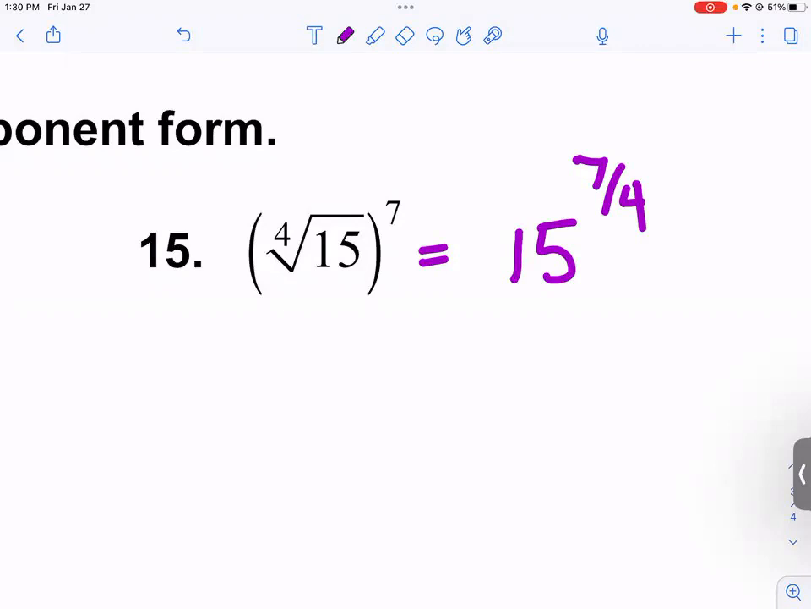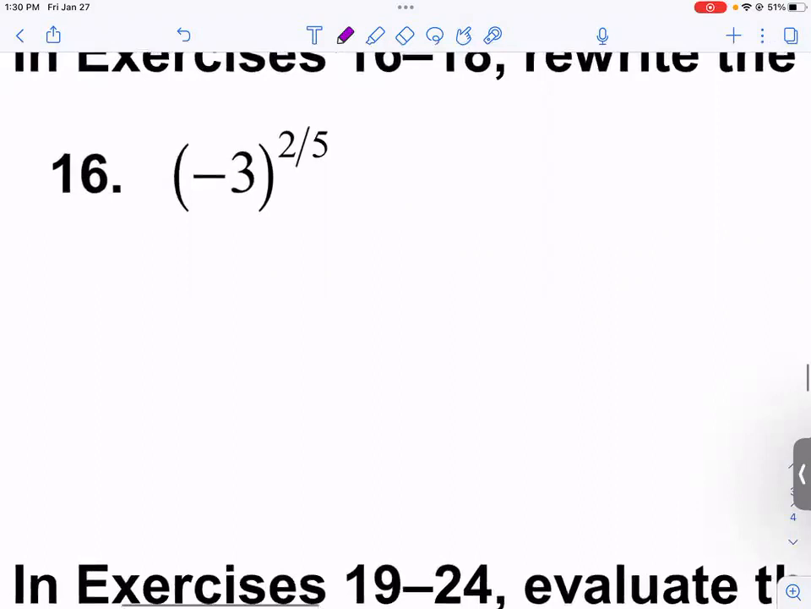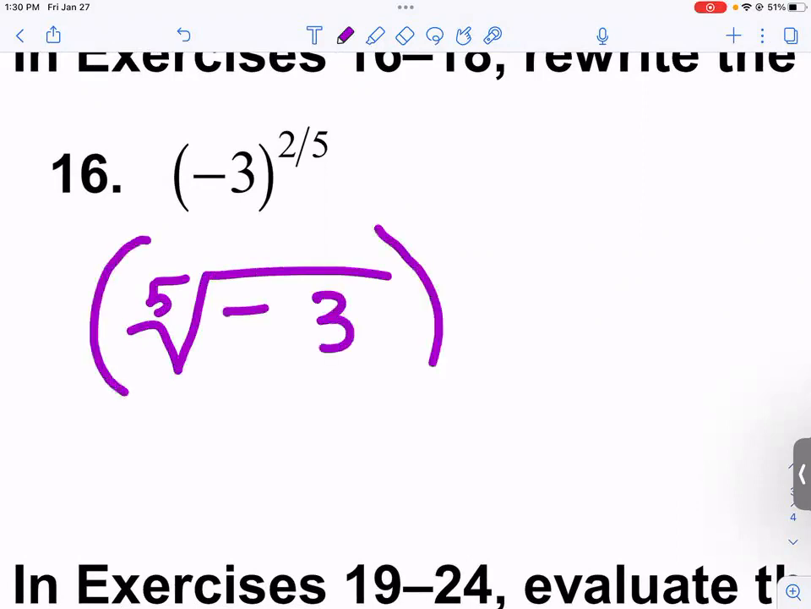Okay, so let's rewrite number 16 now. Now we're going to go to radical form. So like number 16, this is the 5th root of -3, all of it squared. Rewrite the next two.